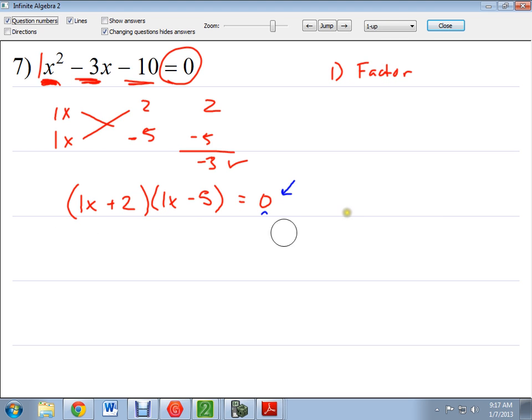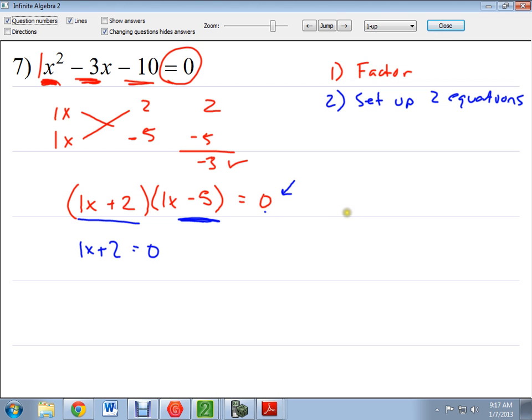So what we're going to do is set up two equations. The next step is to set up two equations. These two equations are going to be taking the factors, 1x plus 2, and setting it equal to 0, and the other factor, 1x minus 5, and setting it equal to 0. So we set up two equations that are both set equal to 0. Now these equations are usually very easy to solve. So we're just going to solve them both, and that's the third step, is to solve the two equations.